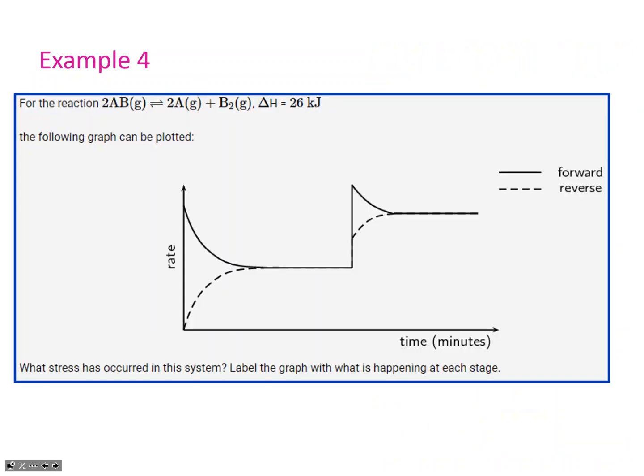All right, we're going to talk about the rate graphs. The first thing you should have noticed about this one is it is a rate graph. On our Y, we have rate. We do not have concentration. So now we're looking at this other definition of equilibrium. Remember, we're going for equal rates, forward and reverse, going the same rate, same speed. Now it says what stress has occurred in the system, label the graph with what is happening at each stage.